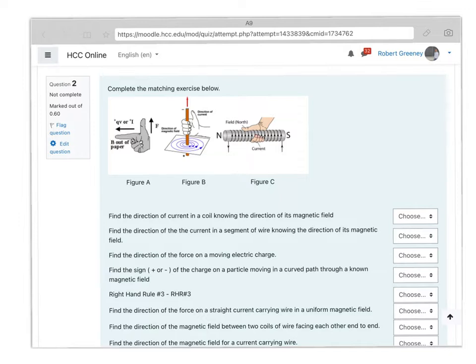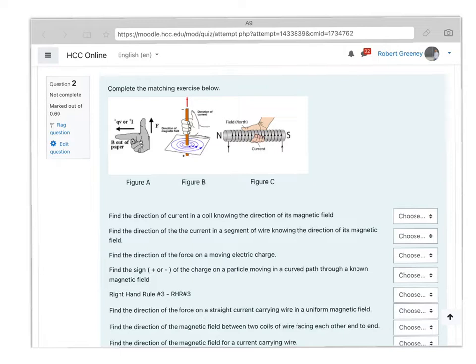Problems 3 through 6, I think, are applications of right-hand rule number 1. Right-hand rule number 2, the thumb is in the direction of the current through a wire, and the fingers curl in the direction of the field. And the field around a current-carrying wire forms closed loops, circles, where the field gets weaker as you move away from the wire. And if we take a straight wire and wrap it into a coil, then the current is circular and the field inside the coil is straight.